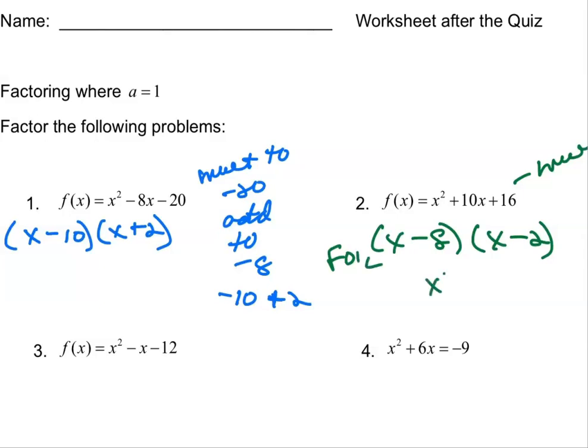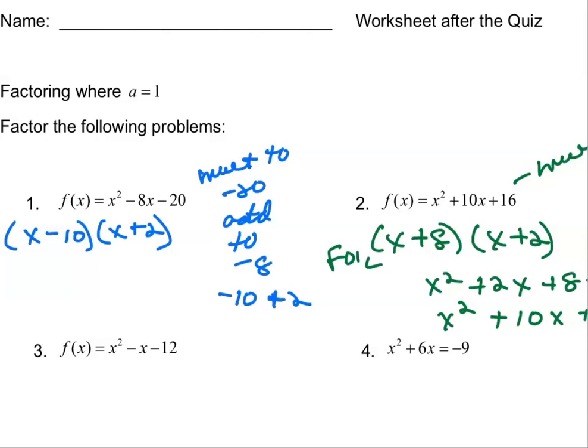Multiplying the first, I get x squared. Multiplying the outers, I get negative 2x. Multiplying the inners, I get negative 8x. And multiplying the lasts, I get positive 16. If I add negative 2x and negative 8x, I get positive 10x, and I'm sorry, good thing I checked it because look, they're both positive. I get positive 10x and I'm good, and then plus 16, everything checks.